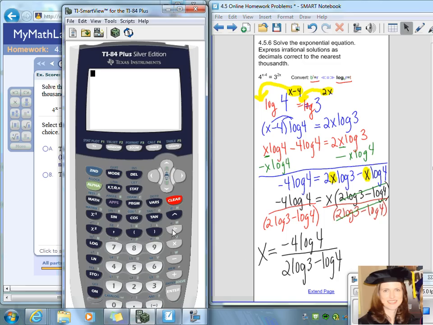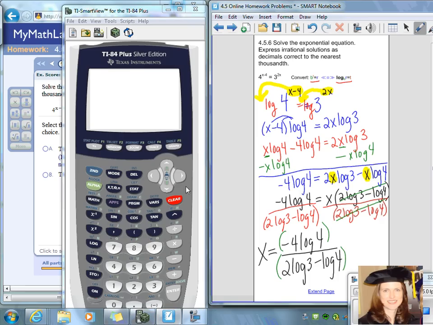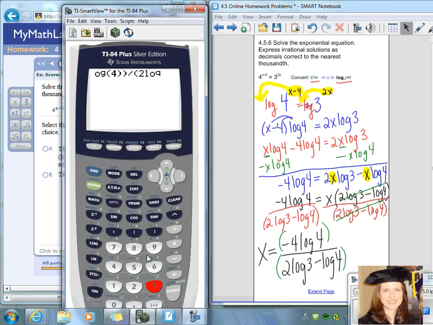On my calculator, I can put parentheses around the whole numerator and the whole denominator so that I am able to get the answer in one step. So I'm going to use parentheses, negative 4 times the log of 4, close the parentheses twice, see with the parentheses around the 4. And then I'm going to divide by more parentheses, 2 log 3, close the parentheses, minus log 4, close the parentheses, twice.